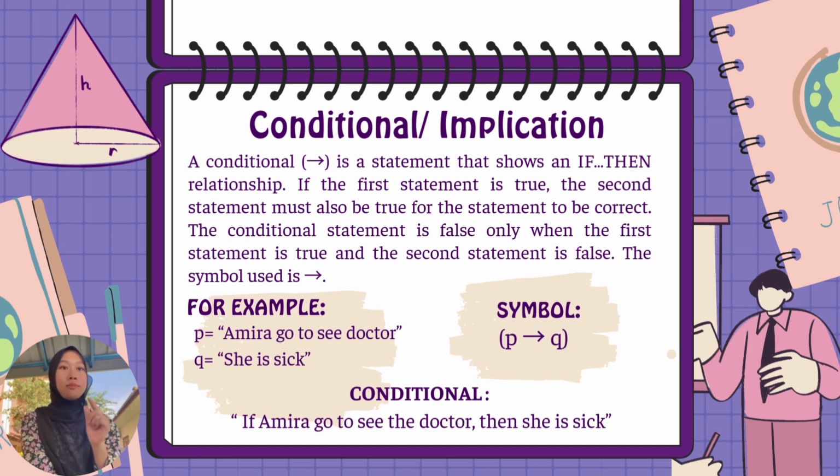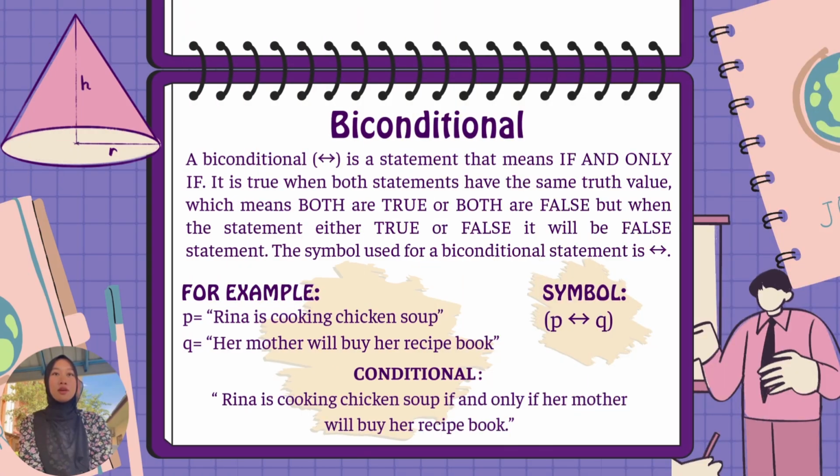Then the symbol will be P implies Q, and the conditional is: if Amira goes to see the doctor, then she is sick. Next is the biconditional. A biconditional is a statement that means if and only if. It is true when both statements have the same truth value, which means both are true or both are false. But when one statement is true and the other is false, it will be a false statement. The symbol used for a biconditional statement is the biconditional symbol.